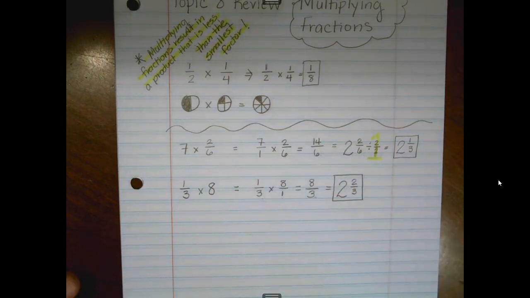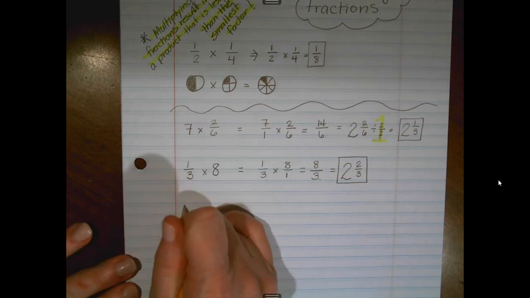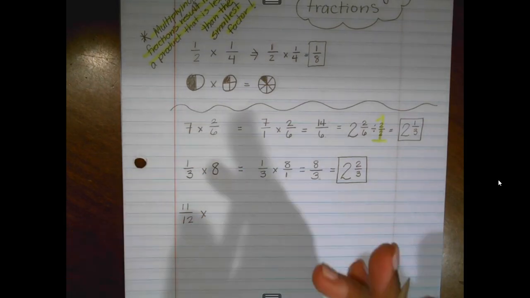Okay? Now, I did introduce something called using cancellation to cross-reduce so that you're not working with such big numbers. So I'm just going to pick the problem here, 11/12 times 2.